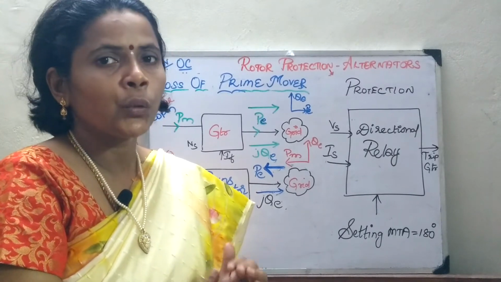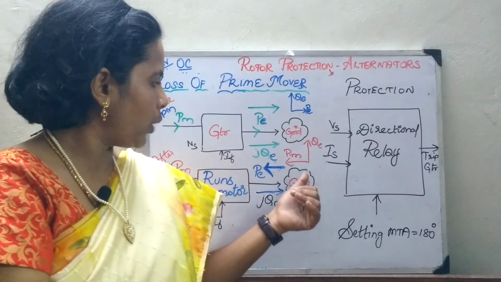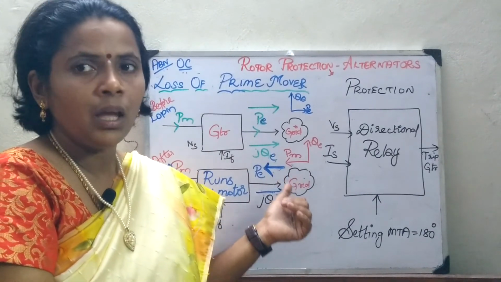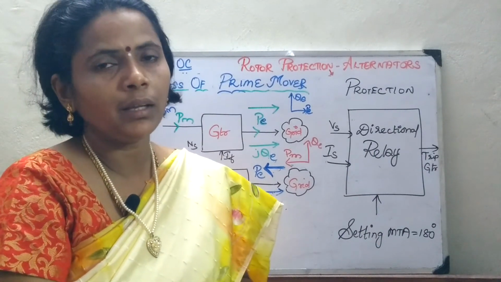Thus, you can give the protection against loss of prime mover, whenever it is drawing current from the grid, by using a directional relay with a setting of 180 degrees.